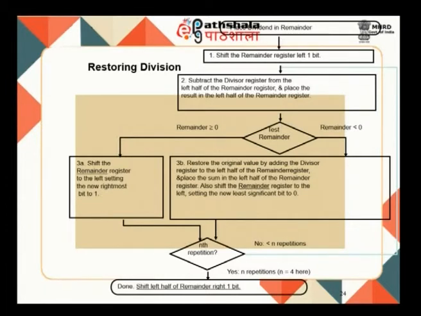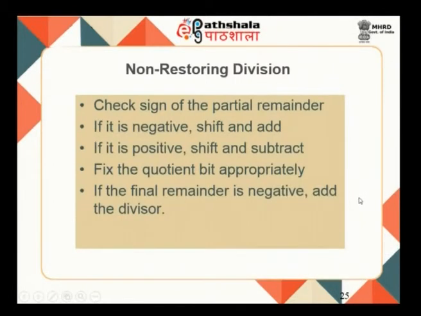Now, how do you get back the original bit? By doing a restoration operation. So, your trial subtraction was wrong. So, because of that you will have to add back whatever you subtracted, and because every time you are doing the restoration operation, it is called a restoring division technique. Now, the other technique for division is what is called the non-restoring division technique.